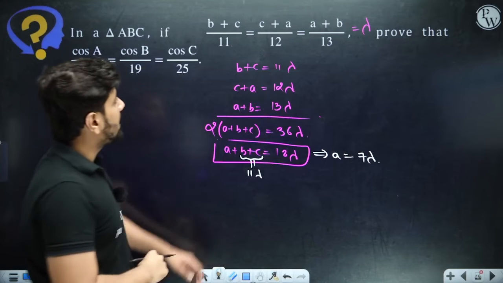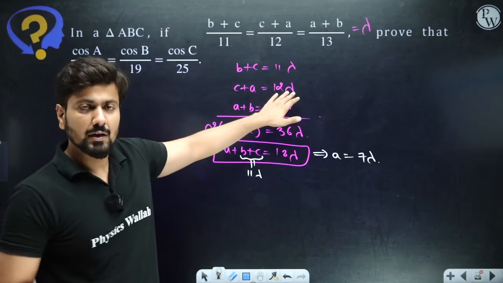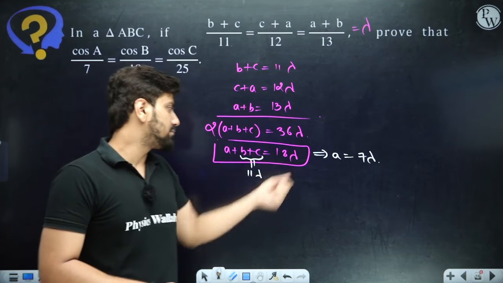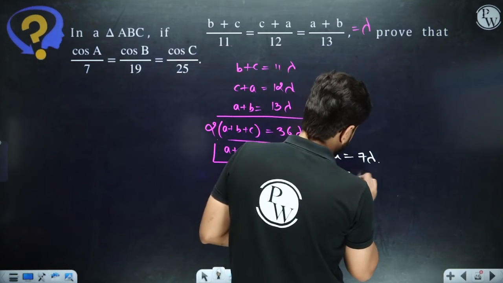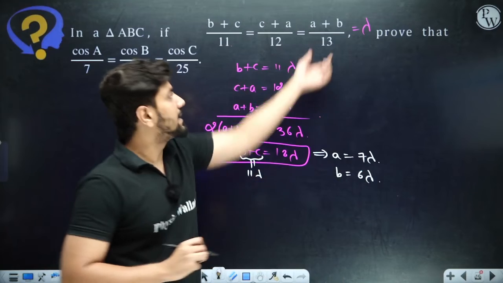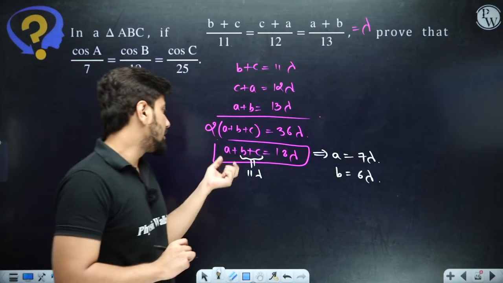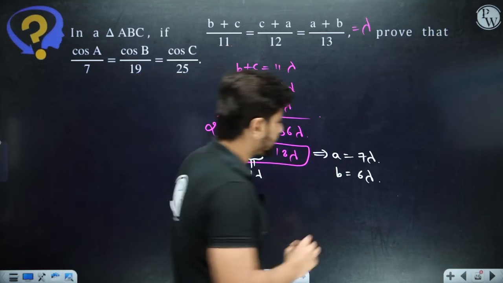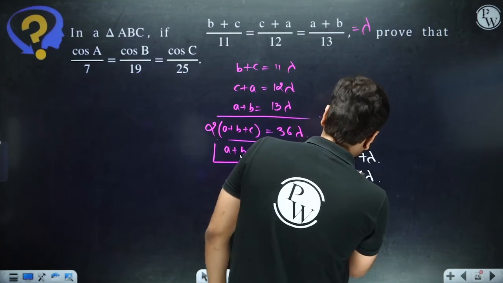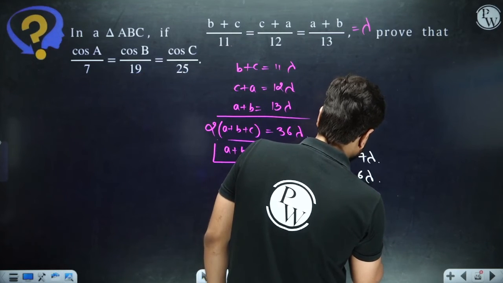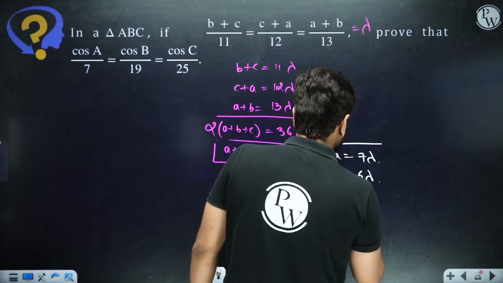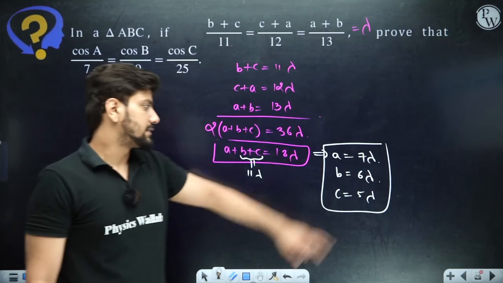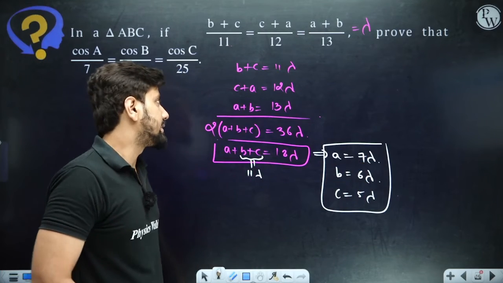In the similar way, we have the value of C plus A as 12 lambda. So if you put the value for C plus A as 12 lambda, the value of B will be 6 lambda. In the similar way, we have the value of A plus B as 13 lambda. So 18 minus 13, that will be 5 lambda. Okay, so that will be the value of C. As you can see, their sum should be 18 lambda. Yes, it is. 7 plus 6 plus 5. Yes, this is 18 lambda.